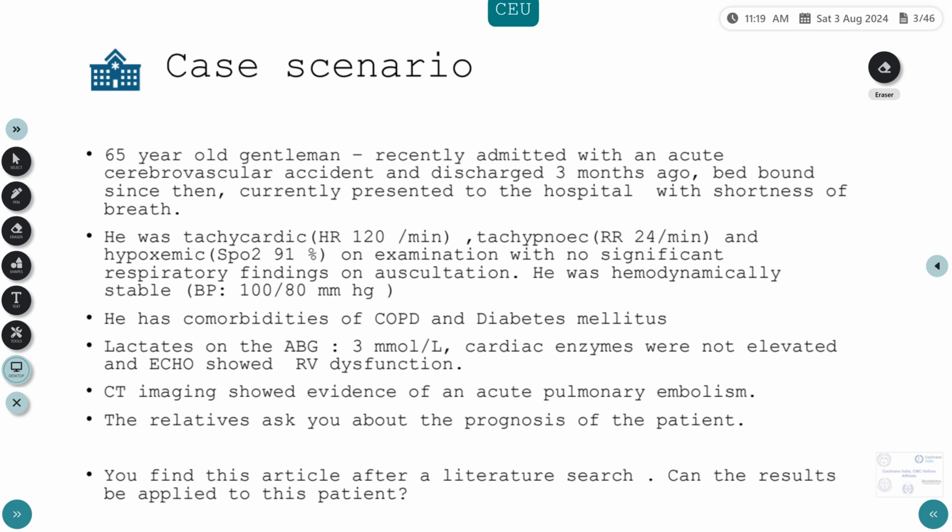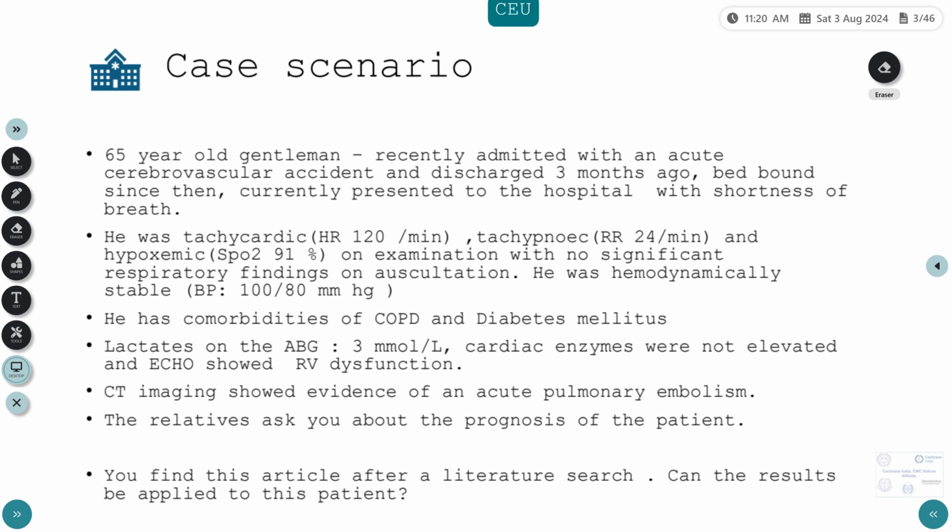So in this case scenario, let's look at a 65-year-old gentleman who was recently admitted with a cerebrovascular accident. Discharged 3 months ago, currently bedbound, he has now come to the hospital with breathing difficulty. On examination, he was noted to be tachycardic, heart rate of 120 per minute. He was tachypneic with a respiratory rate of 24 per minute, and he was hypoxemic. Saturation was 91%. His chest was clear, and he was hemodynamically stable. Blood pressure was 100/80. Coming to comorbidities, he had COPD and diabetes mellitus.